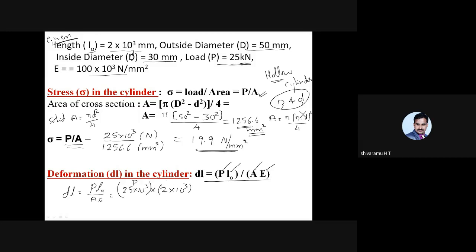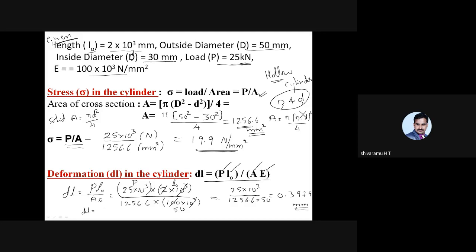So this is the load, and this is the length L naught, divided by the area of the cross section. We calculated the area as 1256.6 millimeter square, and the Young's modulus is given as 100 gigapascal. In terms of Newton per millimeter square, that is 100 into 10 power 3 Newton per millimeter square. Now we can simplify further. 10 power 3 will get cancelled, and here 2 into 10 power 3 gives 2000, so you get 50. So 25 into 10 power 3 divided by 1256.6 into 50, and you get the deformation as 0.3979 millimeter.